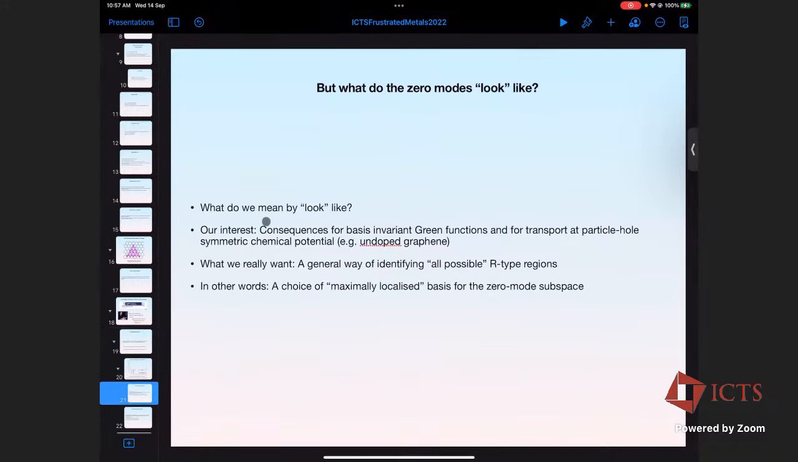So that involves asking, what do R-type regions or these zero modes look like, right? Our original interest was, like I said, in the particle hole symmetric graphene problem, undoped graphene problem. But the interest today is in their consequences for magnets. Either way, what we want is a general way of identifying all possible R-type regions, which would give us, if you wish, in the language of zero modes, a maximally localized basis for zero modes, right? But we basically want to know how to identify these regions.